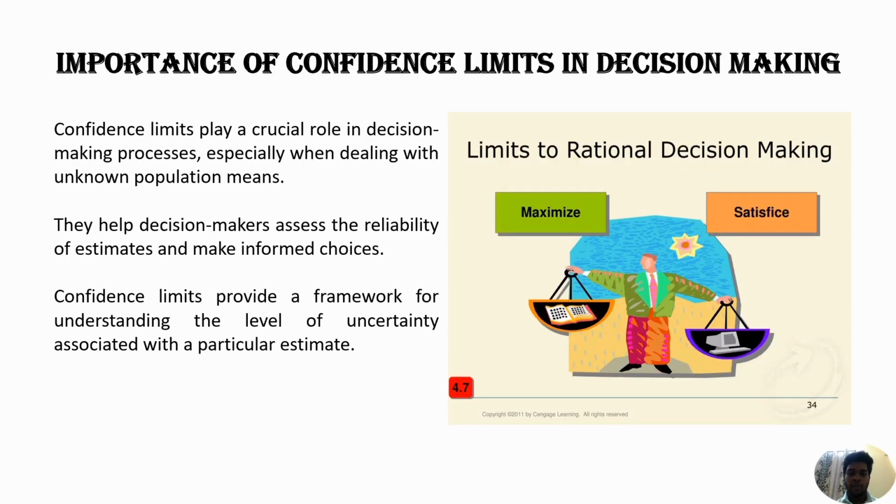Importance of confidence limits in decision making. Confidence limits play a crucial role in the decision making process, especially when dealing with unknown population means. They help decision makers assess the reliability of estimates and make informed choices. Confidence limits provide a framework for understanding the level of uncertainty associated with a particular estimate.